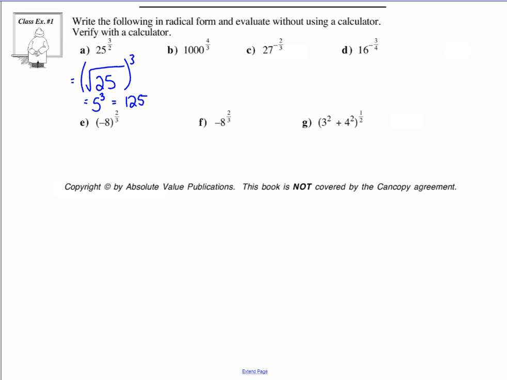Okay, next one. I'd like you to write that as a radical. So is it 4th root or a cubic root? We're not using our calculators yet. Cubic root of 1,000 to the power of 4. So I'm going to first take the cubic root of 1,000, then do the power 4, because you should know the cubic root of 1,000. 10, 10 times 10 times 10. And 10 to the power of 4, how many zeros will you have? 4 zeros. 10,000.